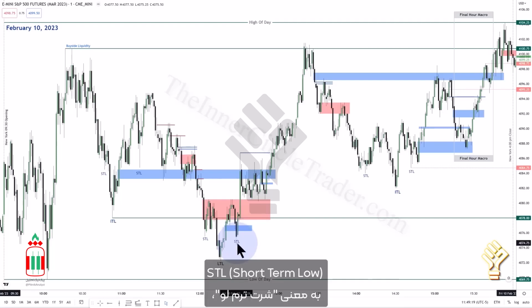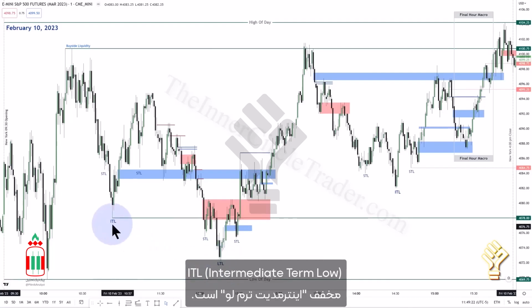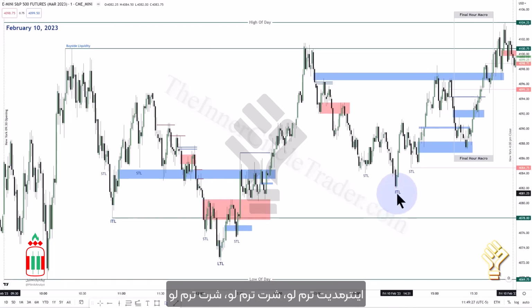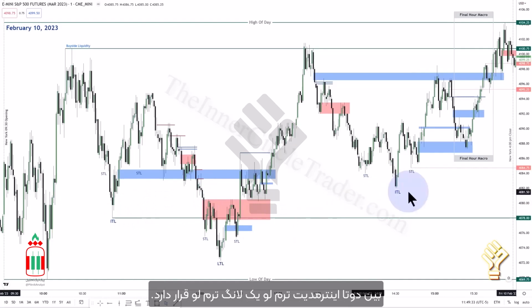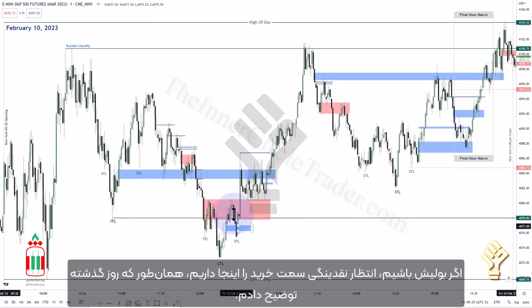STL is a short-term low. LTL is a long-term low. ITL is an intermediate term low. Intermediate term low, short-term low, short-term low. In between two intermediate term lows is a long-term low. If we're bullish, we're expecting buy side up here, as I was explaining yesterday live.